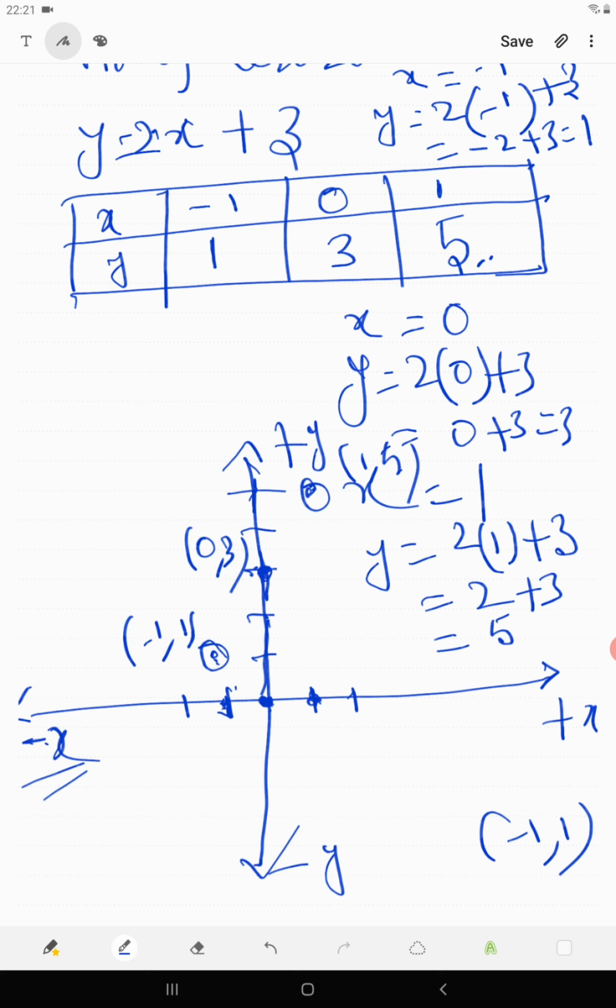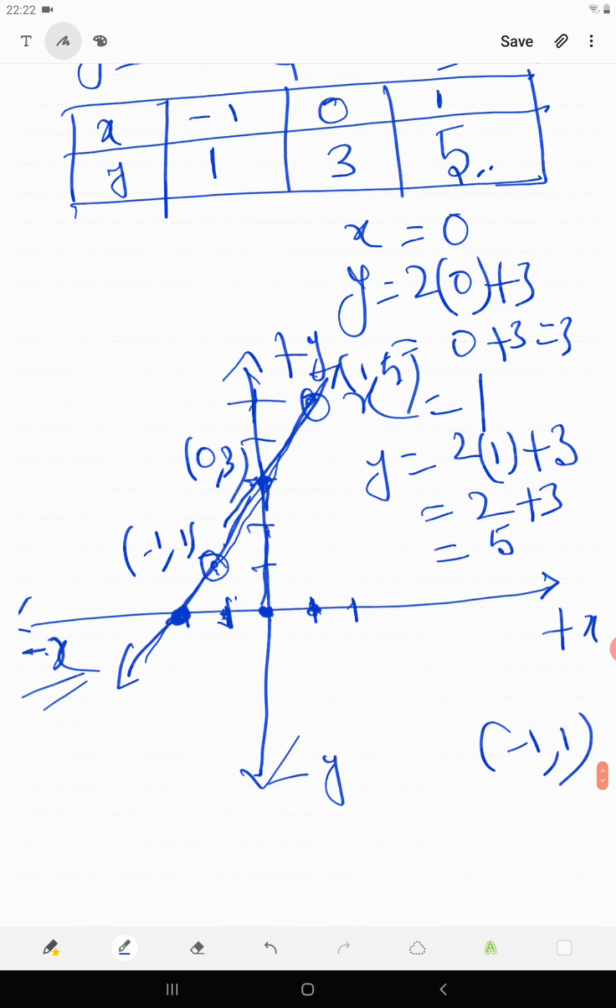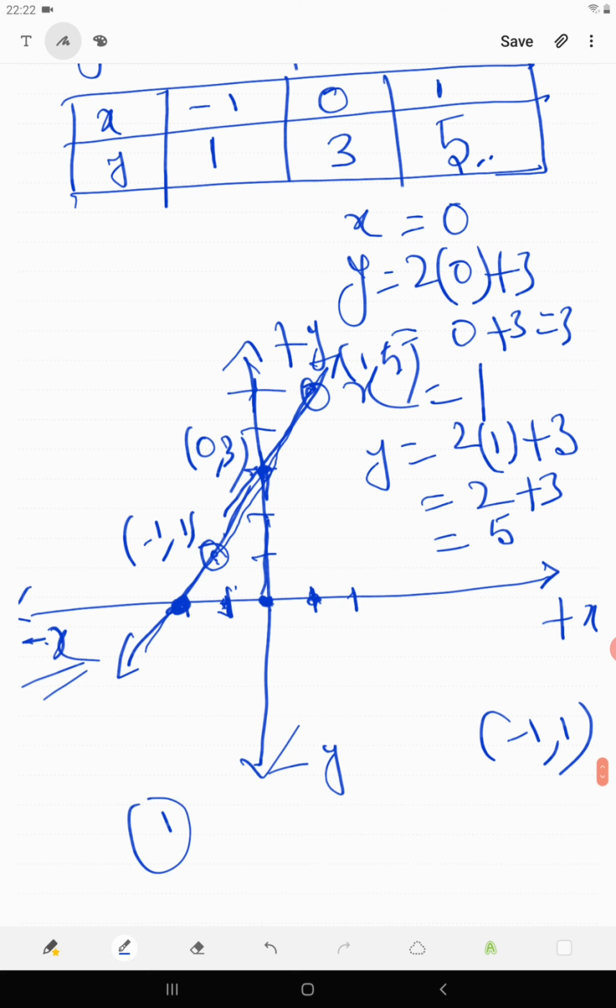So if you extend it like this, it will go. Okay, now see this. It is meeting on the x-axis over here. So this equation has 1 zero. Why? Because it is meeting the x-axis at one point. So there will be 1 zero for this equation.